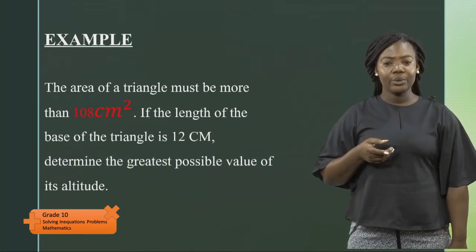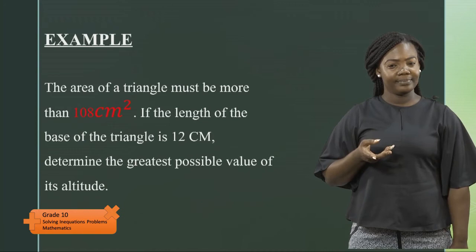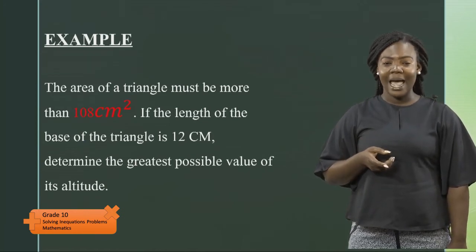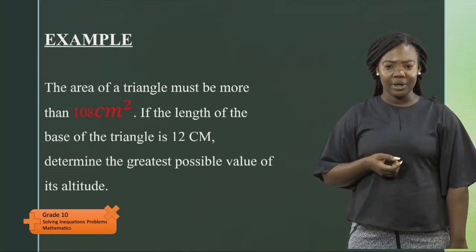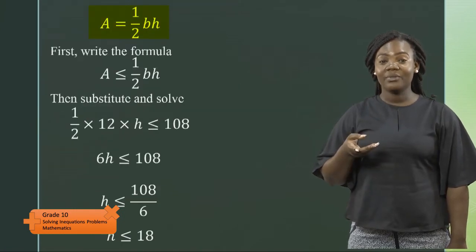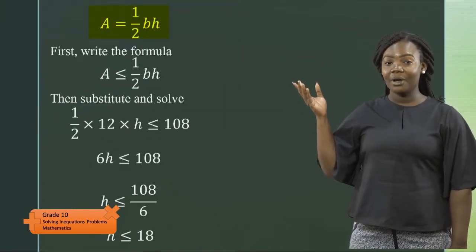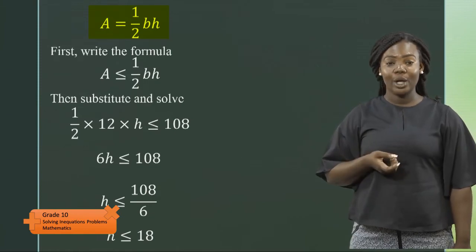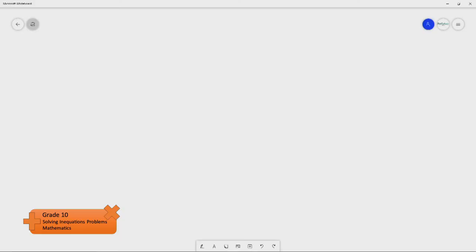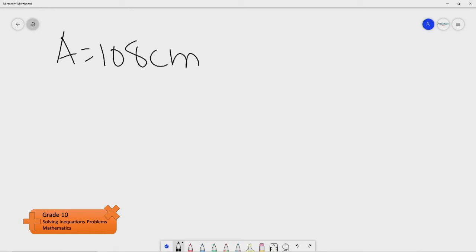So right away, we know that we're working with what shape? Yes, we're working with the triangle. And how do we calculate the area of a triangle? If you guessed that we use half of base multiplied by height, you are correct. Additionally, the example said the area of the triangle must be more than 108 centimeters square. So we already know from that our area is 108 centimeters square.